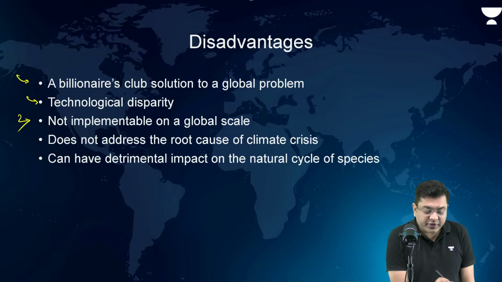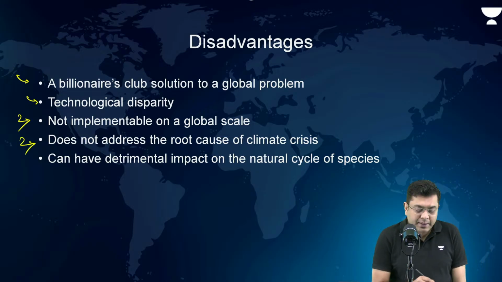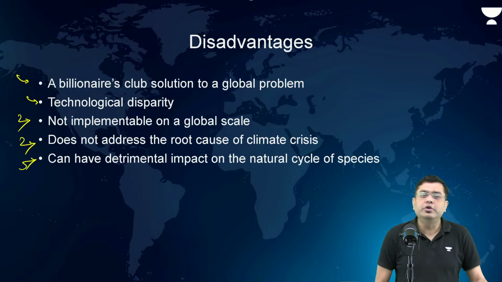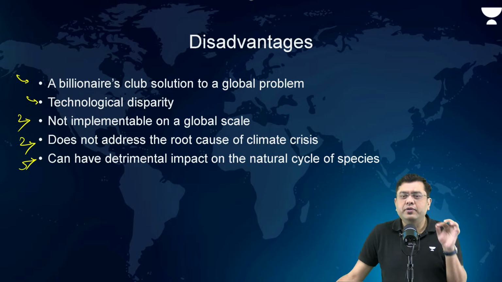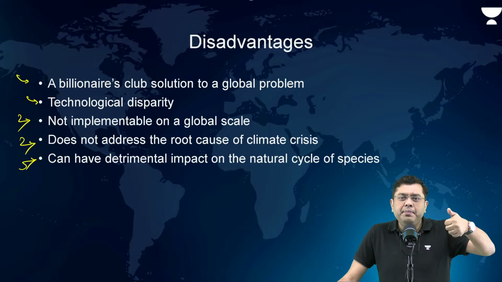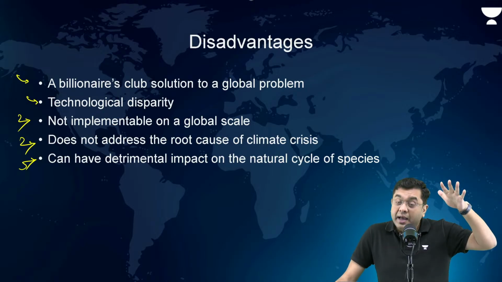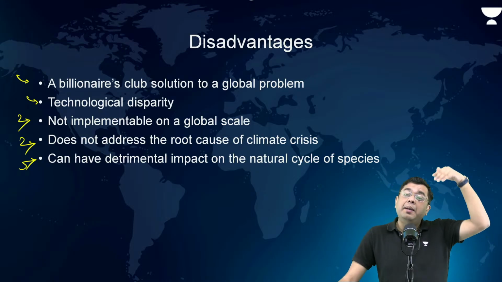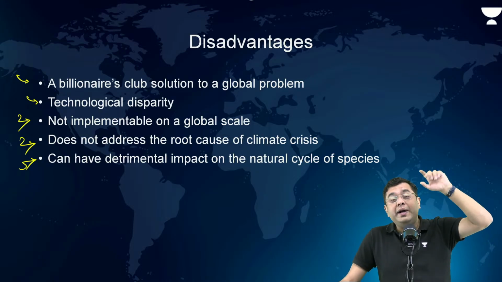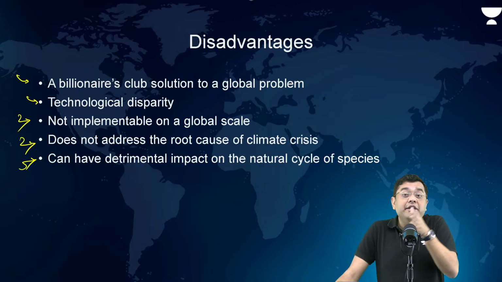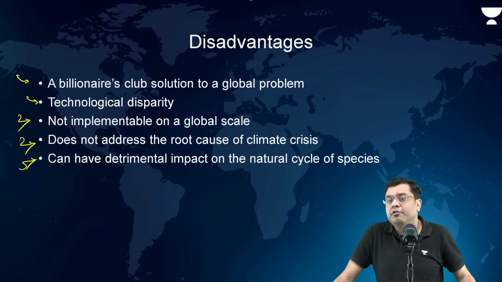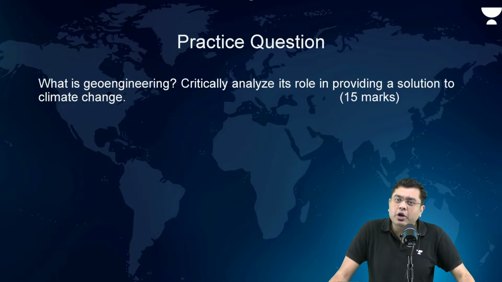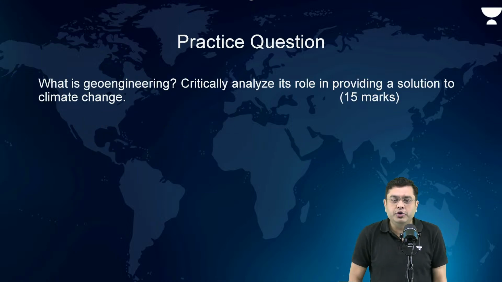It is not implementable on a global scale, does not address the root cause of the climate crisis, and can have a detrimental impact on the natural cycle of the species. And in one simple sentence, it has not been implemented and cannot be implemented as per the present technology. So we are planning what can happen in the era around 2060, 2070. That diverts the focus away from the main problem, that climate change is happening because of human factors and human conditions.